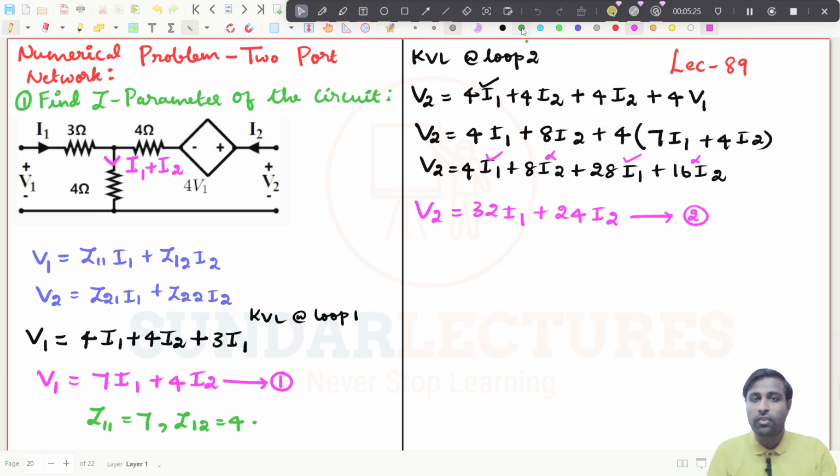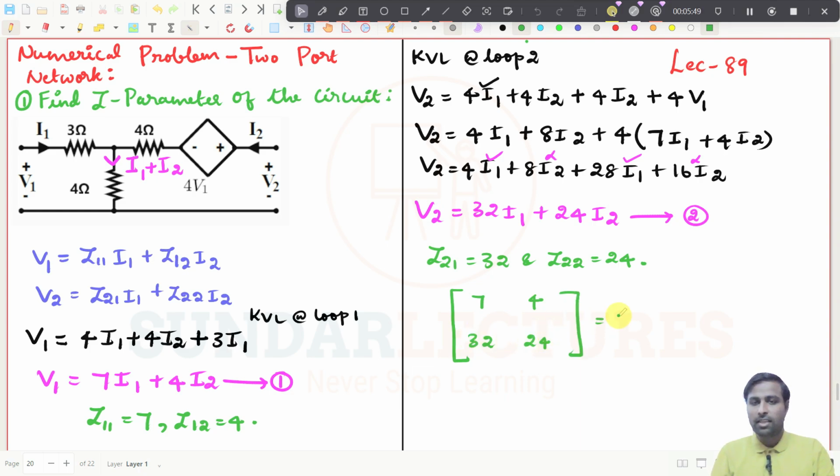In sense, what we have found, now Z21 will be equal to 32 and Z22 will be equal to 24. That's all, right? So now we have found Z11, it is 7, and then 4, and then 32, and then it is 24. That's all. Now this is the Z parameter. See, it is very simple problems, right? We have found the Z parameter of the circuit.